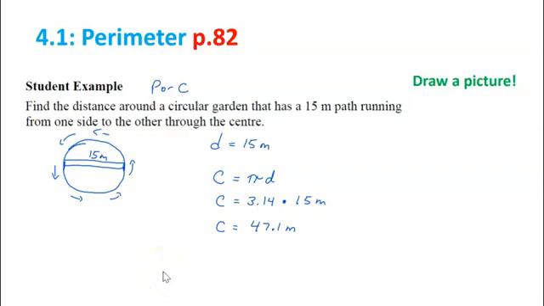The exercise questions on pages 83 up to page 87 are all good, gives you a lot of variety for different shapes and a lot of different types of perimeter questions.